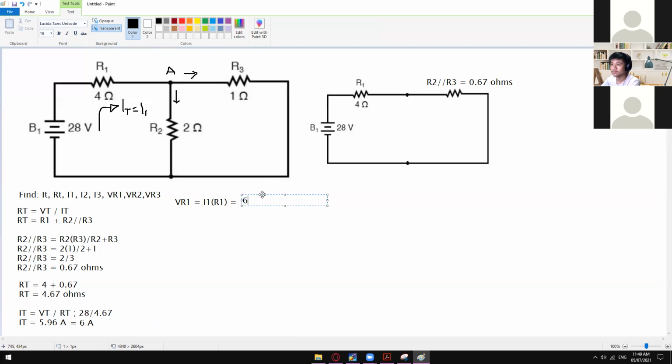Okay, so let me just align this one. So 6 ampere times R1, which is 4 ohms. So this will give us a result of 24 volts.